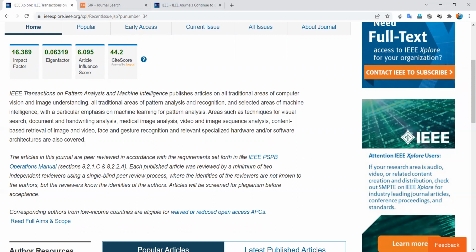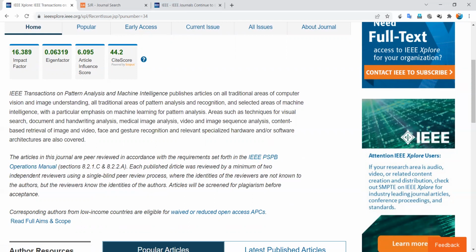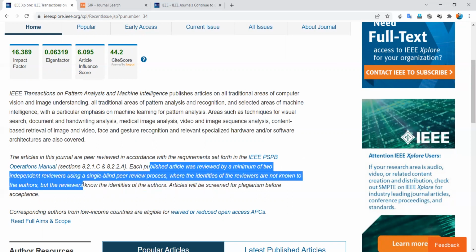set forth in the IEEE PSPB operation manual. So it's an operation manual, and if you want to know much more about it, then you can click on this particular link and you can get the information. This manual states how to process the articles received for publication in this particular journal. Okay, so each article received is reviewed by a minimum of 2 independent reviewers.